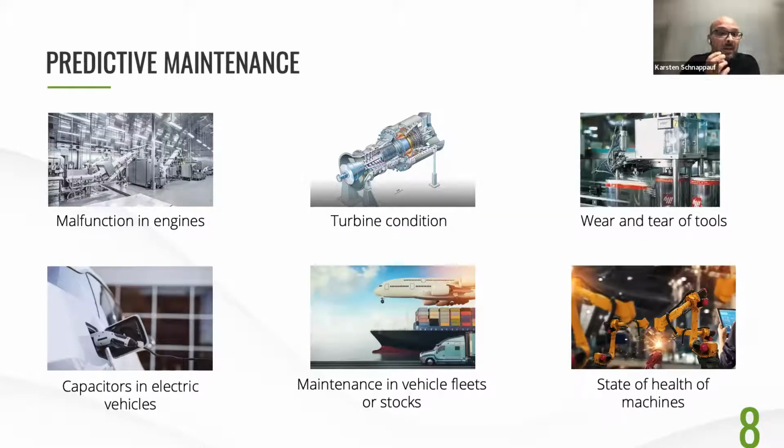In general, predictive maintenance is to do the maintenance at the optimal and right time. And as you can see here, predictive maintenance has a wide range of application, from predicting malfunctions of a variety of different engines, here left, or the future conditions of turbines, over the wear of tools like cutting knives from packaging machines, and the maintenance in vehicle fleets or stocks.